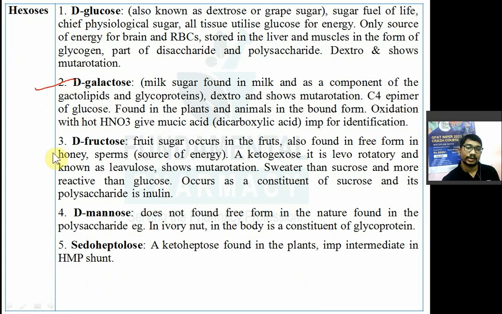Now the third sugar is D-fructose. Fructose is known as fruit sugar. What is fructose called? Fruit sugar. It occurs in fruits, and is also found in the free form in honey and sperms. For sperms it is a source of energy. So it is a ketohexose. Already I have said that.